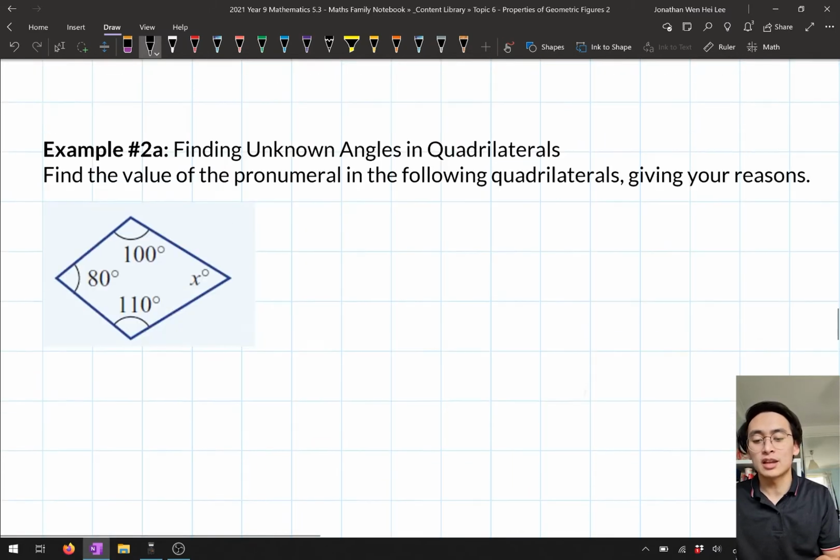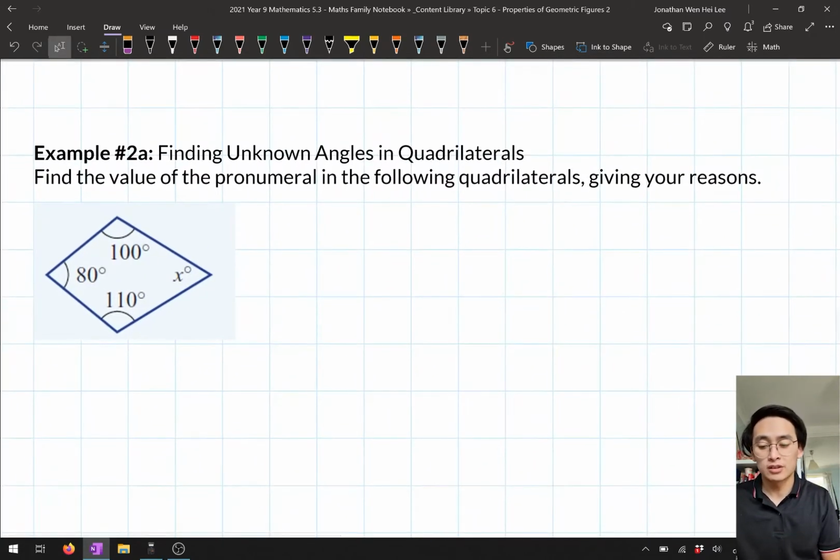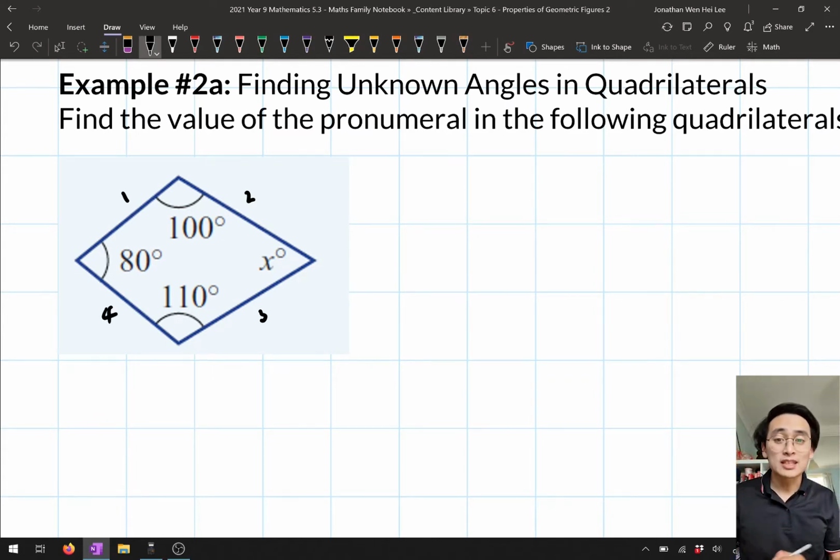So let's have a look at this example. Find the value of the pronumeral in the following quadrilaterals, giving your reasons. If you have a look, we've got a shape here. It's got 4 sides, 1, 2, 3, 4. And so because it's a quadrilateral, when I add up all the angles together, it will always give me 360 degrees.